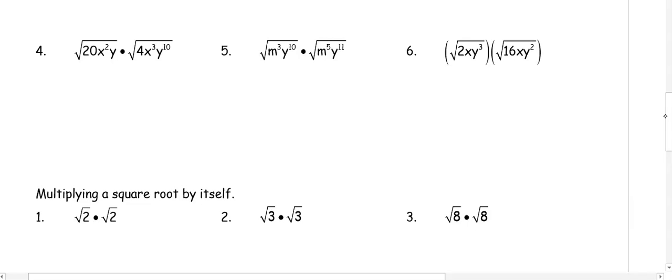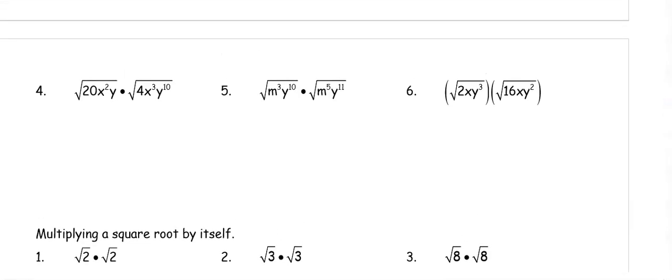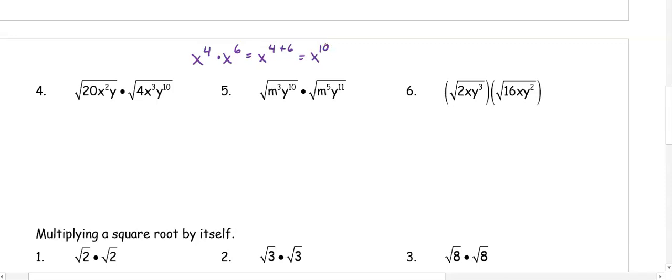Now let's look at multiplying where there's variables under the root. Remember when we were multiplying exponents before, say we had something like x to the 4th times x to the 6th. What we would do then is we would add those exponents together. So we're going to do the same thing here. So we're still multiplying. In number 4, we're going to multiply those numbers together. 20 times 4 is 80. And then we're going to add the exponents. So we have x to the 2 plus 3, which is 5, and y to the 1 plus 10, which is 11.